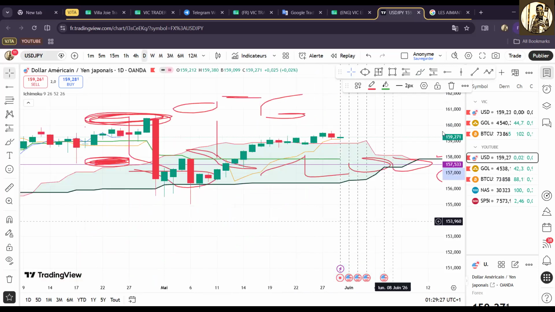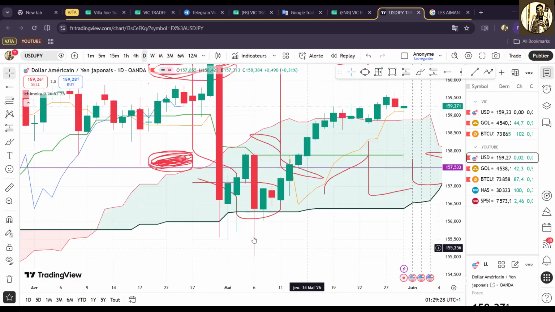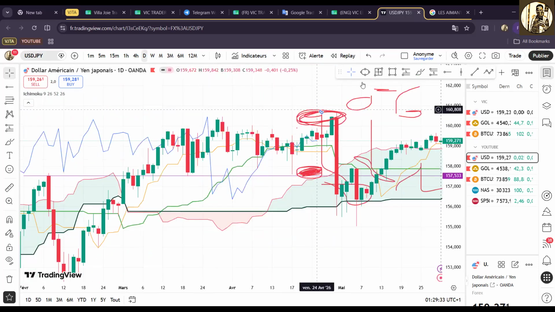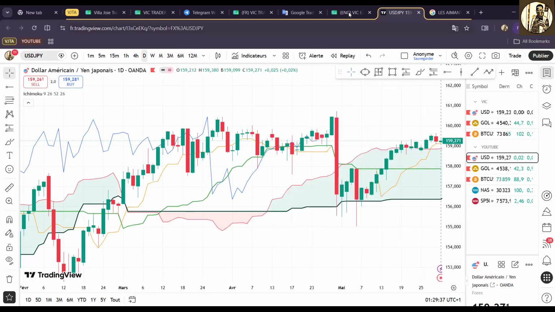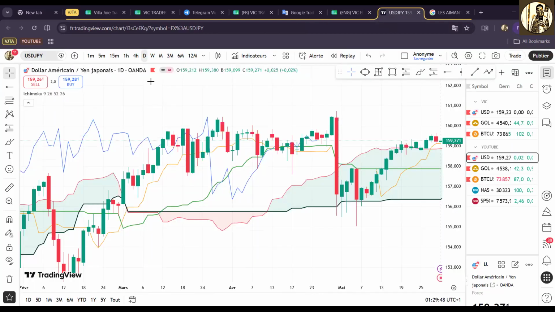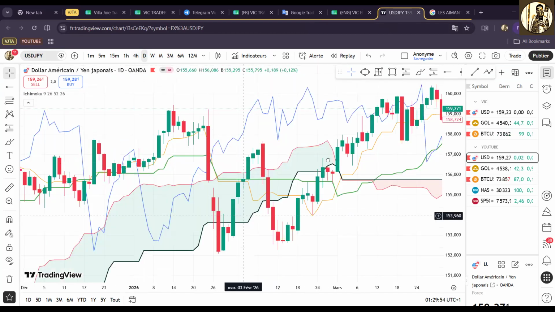If you go on daily, you saw it. That's why you see this fall down, this massive fall. Now, Tenkan cover is another one that is a reversal. Tenkan cover is a reversal too. Let us look at it.